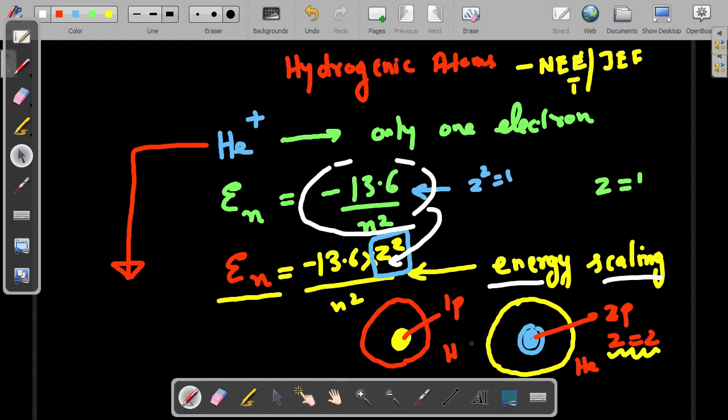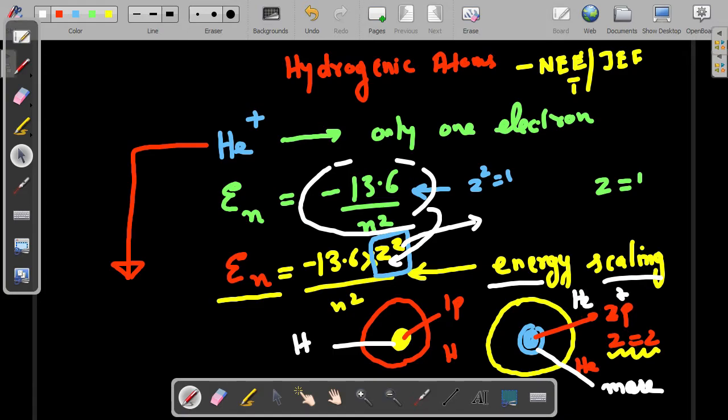Now, what is the physical significance of energy scaling? It means that the energy required to remove the only electron from the orbit will become many folds. In fact, it will become Z squared times. The reason is now the nucleus is more positive, in fact, double positive as compared to hydrogen. So this is hydrogen and this is helium.